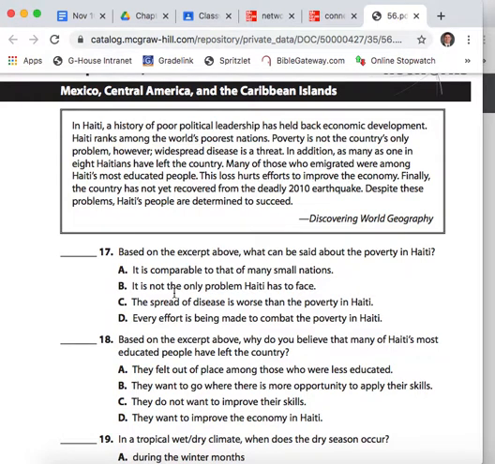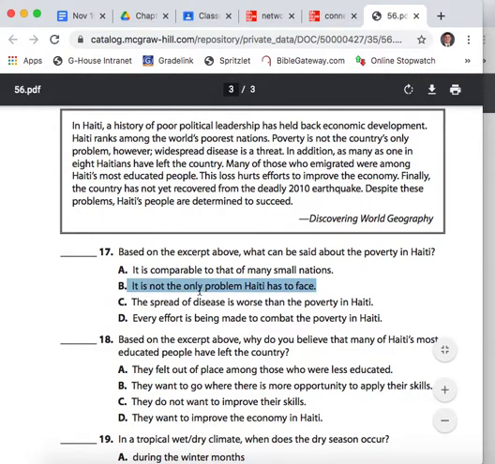B, it is not the only problem Haiti has to face. C, the spread of disease is worse than poverty in Haiti. And D, every effort is being made to combat poverty in Haiti. Based on the excerpt, I believe it's focusing on the idea that that's not the only problem in Haiti.